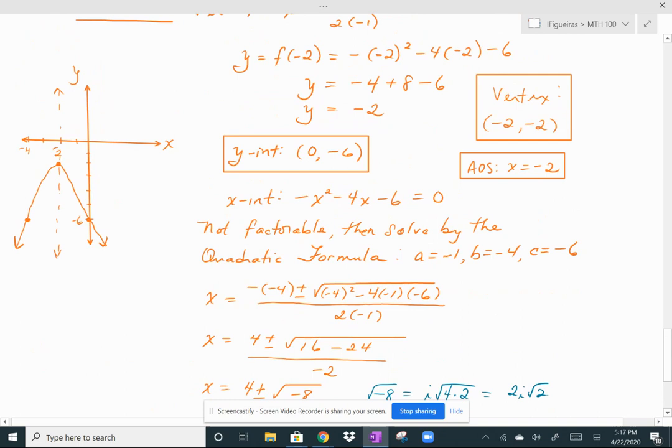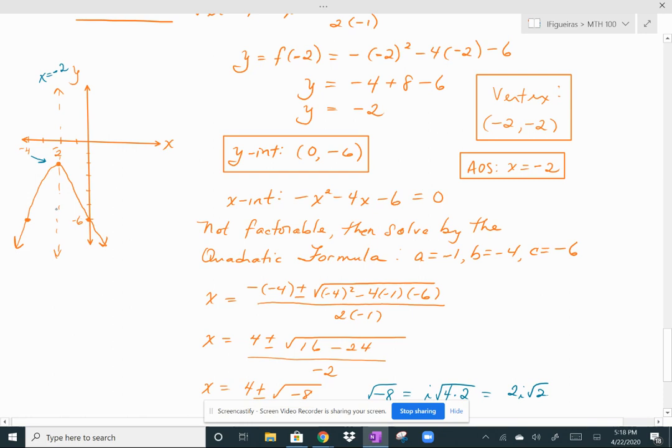So I'm going to plot my vertex, which is right here, negative 2, negative 2. I've also shown you my axis of symmetry. That's the line x equals negative 2, the vertical line that splits it in half. And then I have my y-intercept at 0, negative 6. So I really only have my vertex and my y-intercept. So in order to get a good picture, I should have at least one point on the other side.